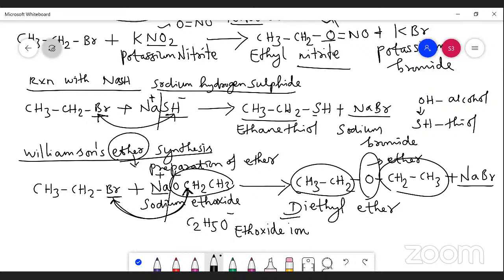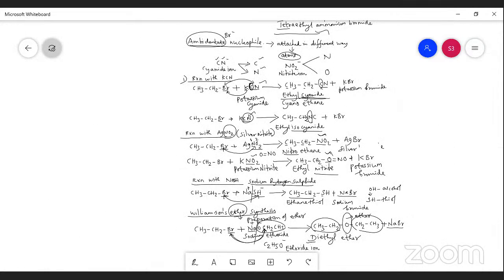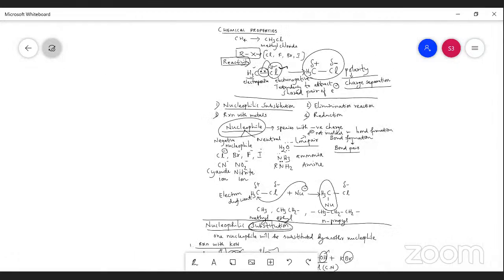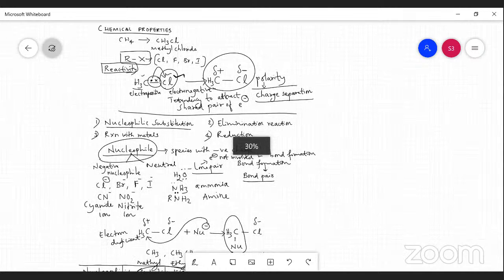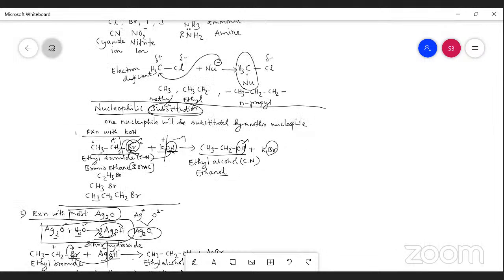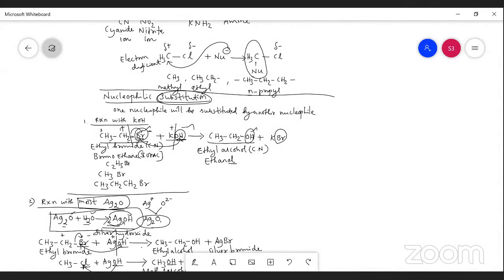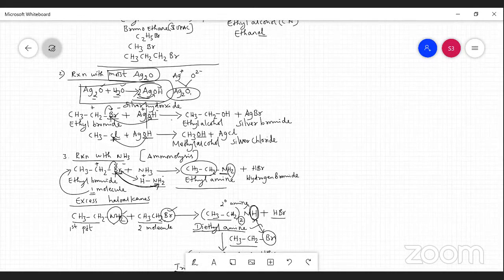So students, till now we have discussed the chemical properties of haloalkane. First we started with haloalkane based on reactivity, and I gave the idea about what a nucleophile is and what nucleophilic substitution is. Next we discussed three reactions: reaction with KOH, reaction with moist silver oxide, and reaction with ammonia. In these three reactions we used only the nucleophile, and the attachment is in only one way.